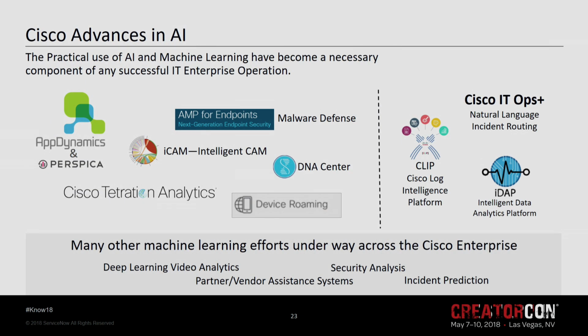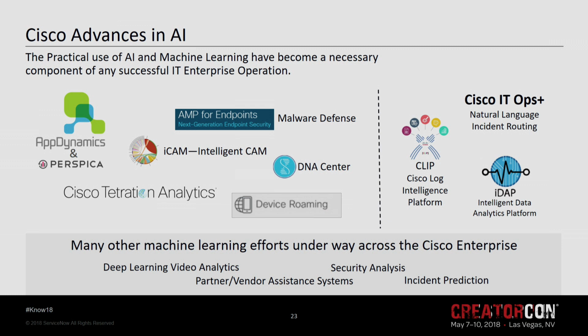So a word about where Cisco's going in this space. A lot of these systems you see up here, we're integrating into our instance in Cisco IT because we are essentially customer 0 for the BU. So we're a test bed. They try their stuff out on us, and we work with them to show them that real world example. AppDynamics and Perspica, of course, for application monitoring. We're using Cisco Tetration for the network, malware defense.